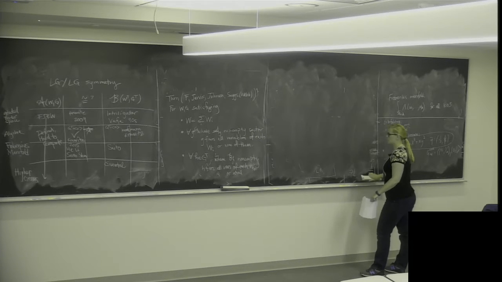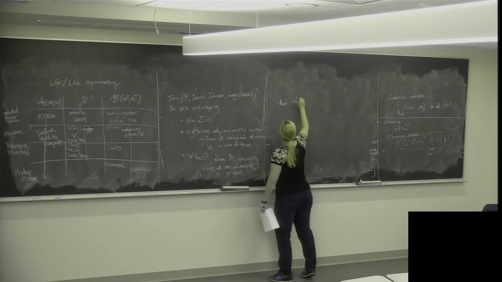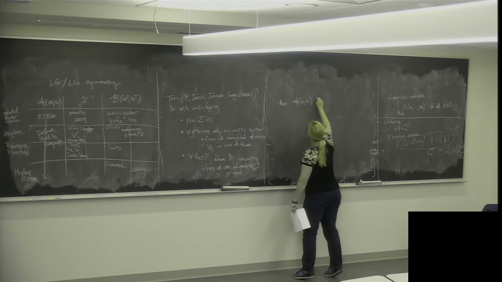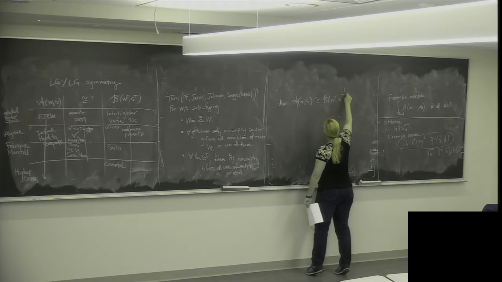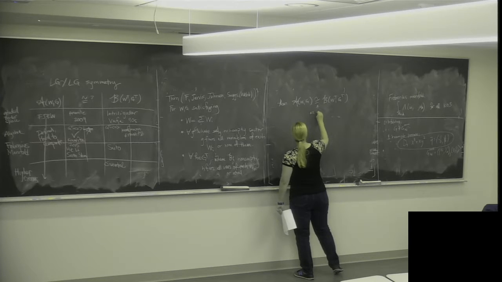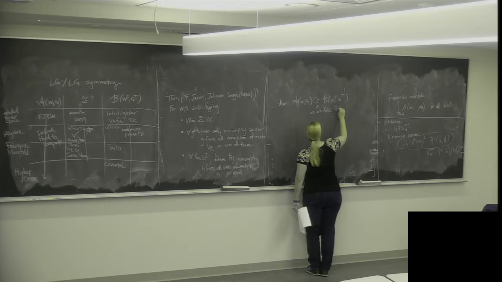So if those conditions are satisfied, then we have that the A model and B model are isomorphic as orbifold Frobenius algebras.